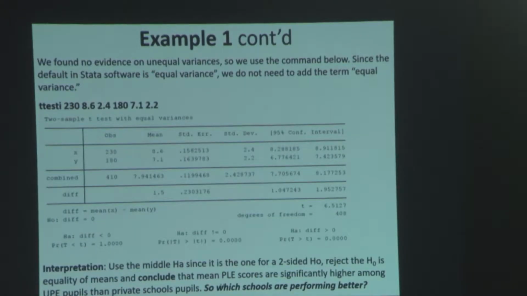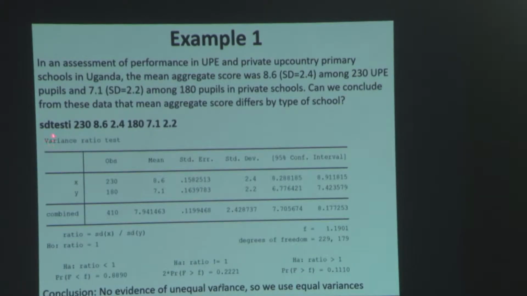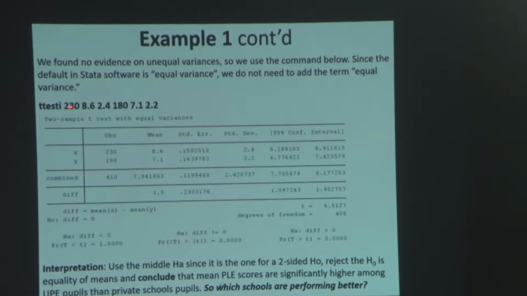So now if we move to the t-test, all we need to do is to change from here sdtest, delete sd and put t, and then we now go to ttesti. Everything is the same. N1, x bar 1, SD1. N2, x bar 2, SD2. And now the null hypothesis is that the difference, and the difference is here, the mean of group 1 minus the mean of group 2 is equal to 0. Meaning that the mean in group 1 is equal to the mean in group 2.